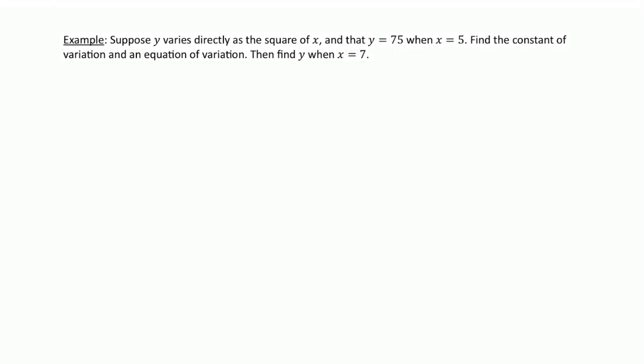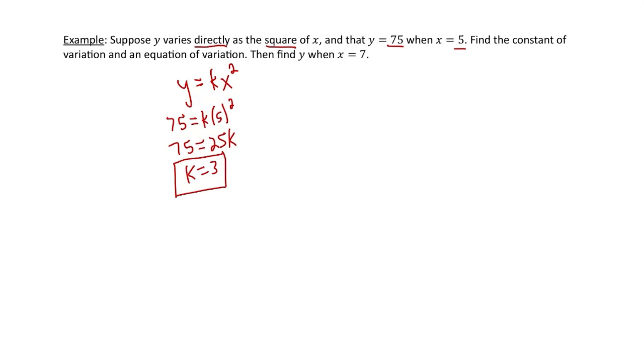Suppose y varies directly as the square of x. So let's write out the equation here. y equals kx squared. And that y equals 75 when x equals 5. Find the constant of variation and an equation of variation. Okay, so let's plug in 75 for y and 5 for x. And notice that we get 75 is equal to 25k. And so k is equal to 3. So our constant of variation is 3. And our equation of variation is y equals kx squared, but the k is 3. So it's y equals 3x squared is our equation of variation.